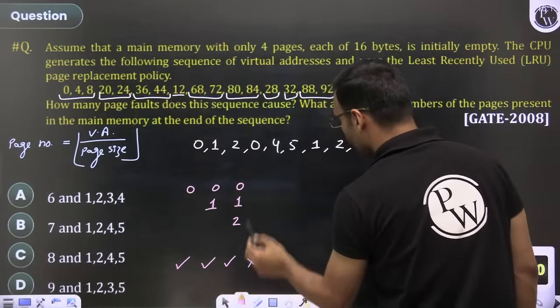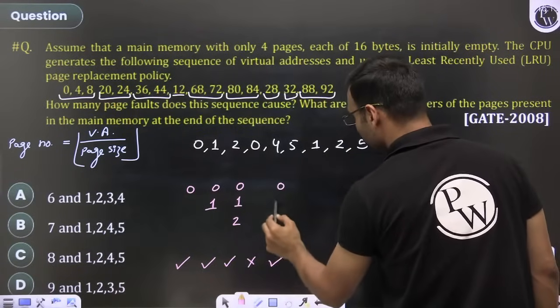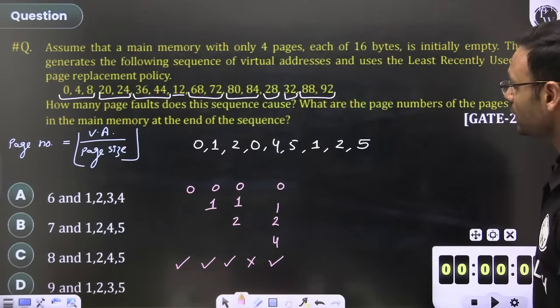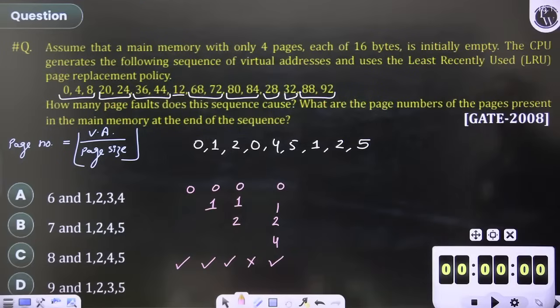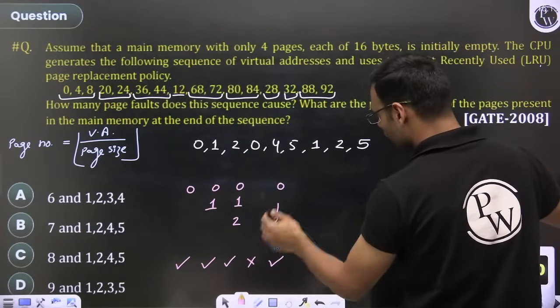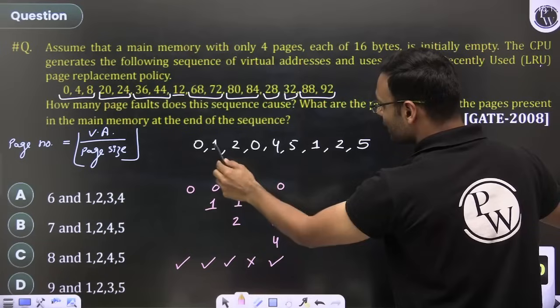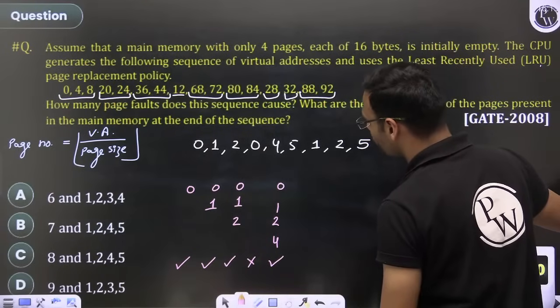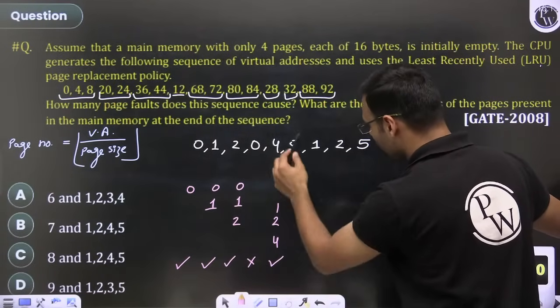For 0, no page fault. For 4, page fault is there. Replacement policy, which one is used? Given in the question? LRU policy, okay. Then for 5, I will keep 204 and I'll remove 1. I'll remove 1 for 5.